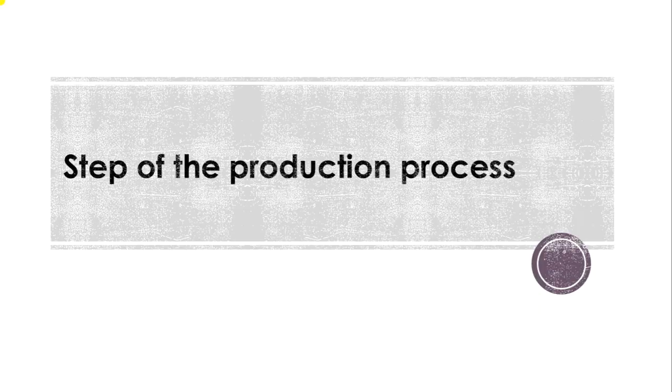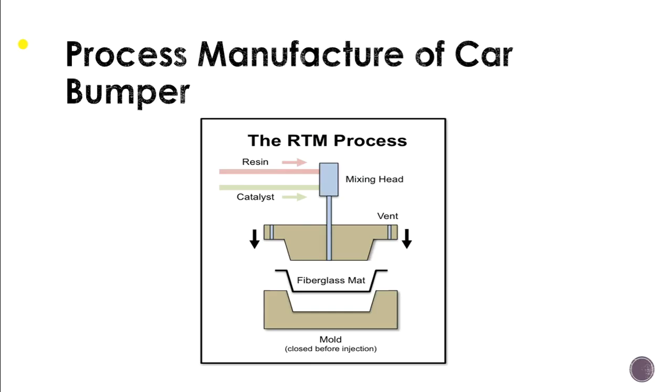Step of the production process. Our group decided to choose resin transfer molding as the process to be further explained. As you can see here, down below is the illustration of the resin transfer molding process, and there is a mixing head, a vent, a fiberglass, and mold. So for the next slide, I will explain the detail of the steps in the resin transfer molding process.